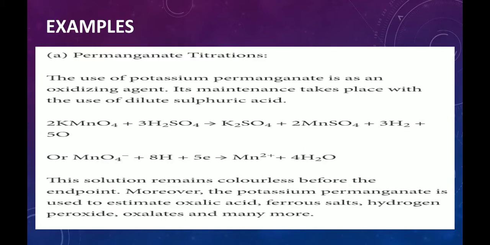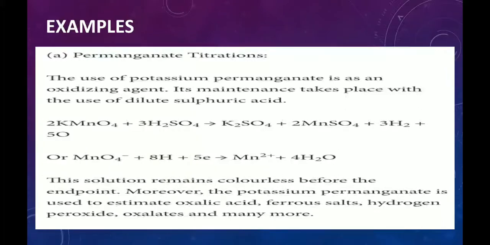First, permanganate titrations. In permanganate titrations, potassium permanganate is used as an oxidizing agent in the acidic medium. These are the reactions of permanganate titrations. The solution remains colorless before the endpoint. Moreover, potassium permanganate itself acts as an indicator to detect the endpoint in these titrations.